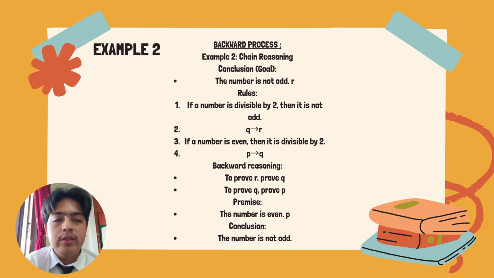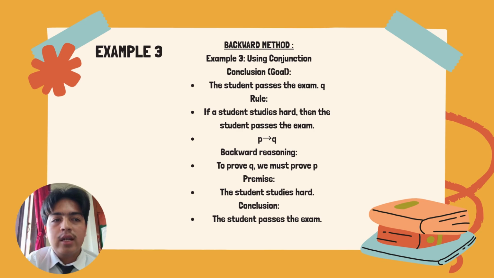So for the premises, the number is even, so it is P. And the conclusion is, the number is not odd. And the last example for the backward method, we use a conjunction. So for the goal, the student passed the exam, so it is Q.